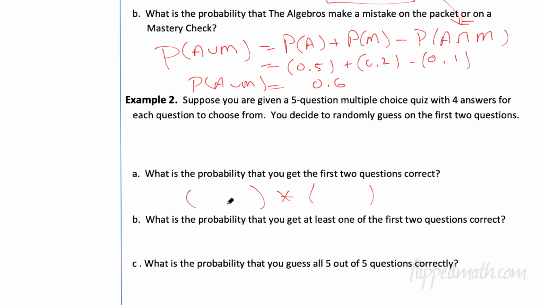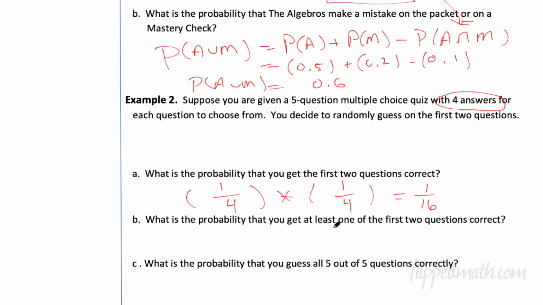So what is the probability you get the first one correct? In this situation, there are 4 answers and you're going to choose one of them. One of them is correct. So the probability you get the first one correct is 1 out of 4. The probability you get the second one correct is 1 out of 4. And so we just need to figure out what that value is. That'll work out to 1 out of 16. Okay, so that was easy enough.